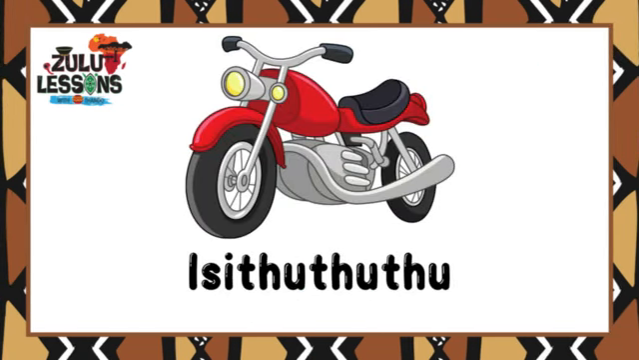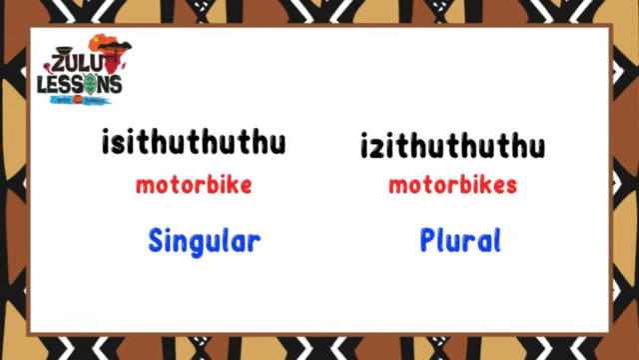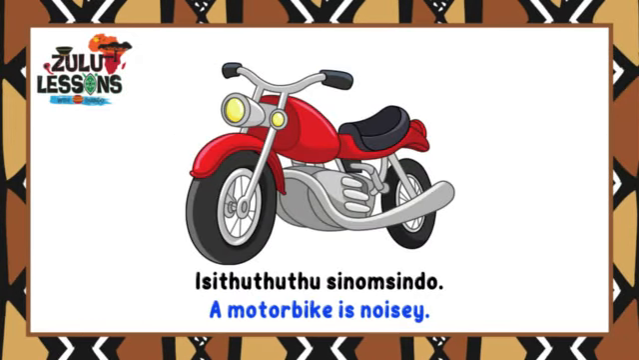Here is a motorcycle or a motorbike. Isithuthi. The plural, motorbikes, izithuthi. Let's make a sentence. Isithuthi sinomsindo. That's a motorbike is loud, or a motorbike is noisy.